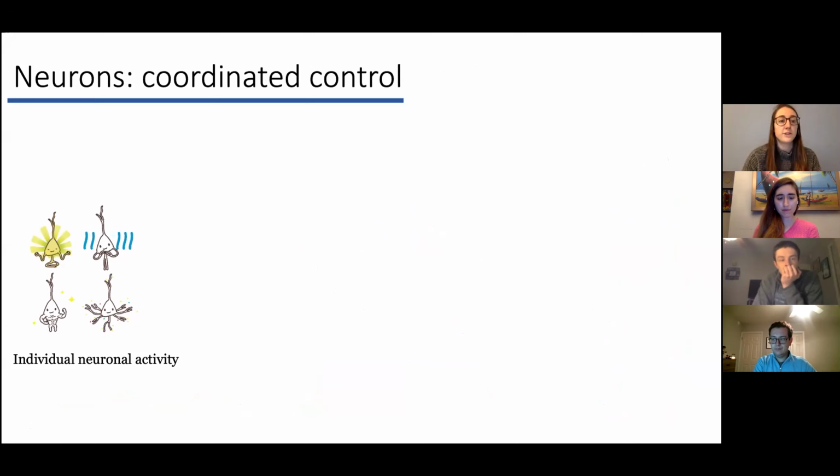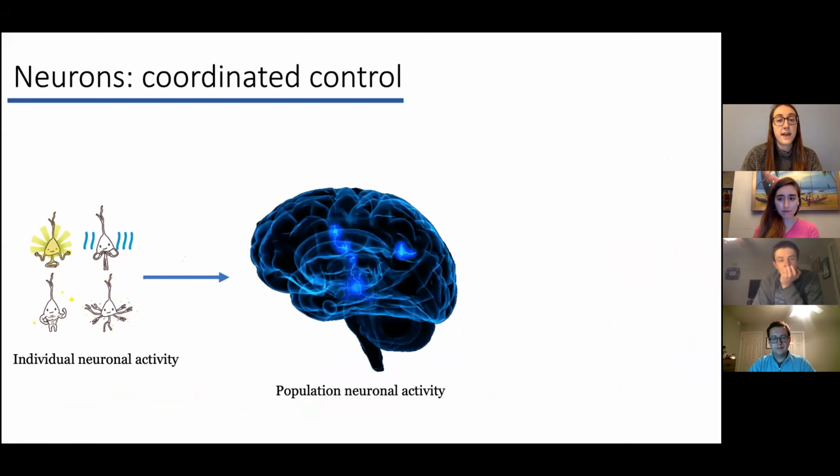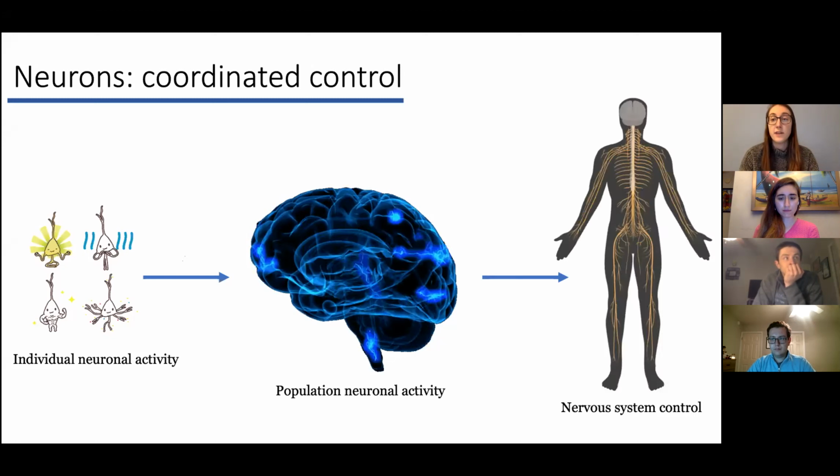So neurons have this coordinated control. So we have individual neuronal activity. These guys fire in response to environmental stimuli or internal stimuli. So you have thoughts, and these guys are going to fire. And then all of these firing neurons, they fire in a coordinated way in order to communicate with each other. So it's in this populational neuronal activity and these connections that allow us to process, analyze, and interpret information. And then all of that populational neuronal activity, once we've analyzed and processed information, is sent out in long axons and nerves to our body in order to exert coordinated control.